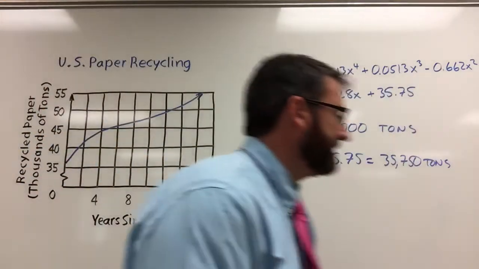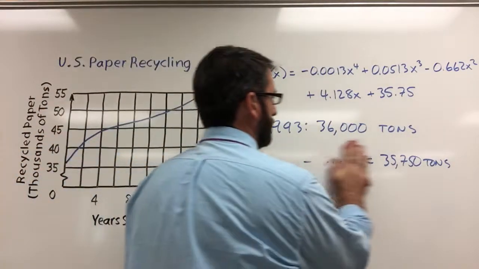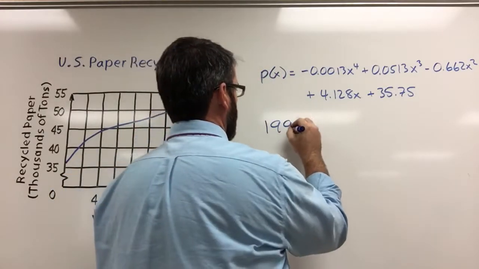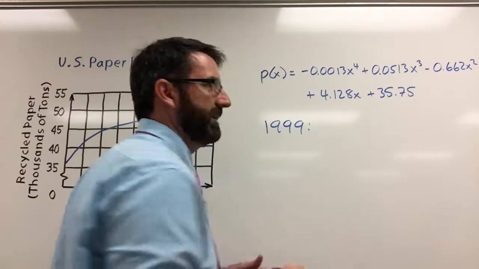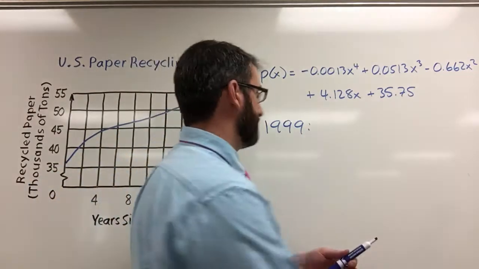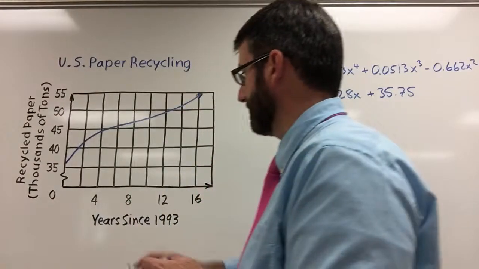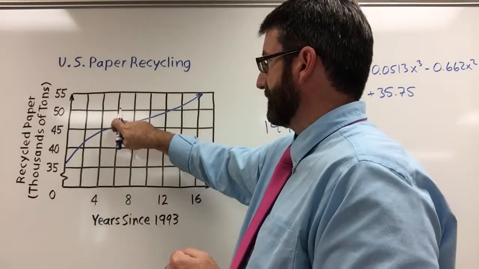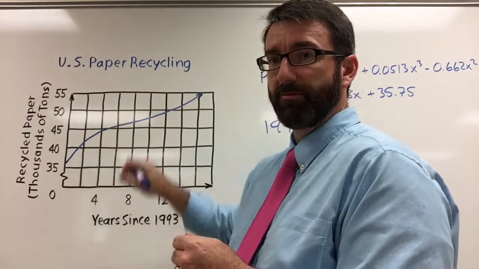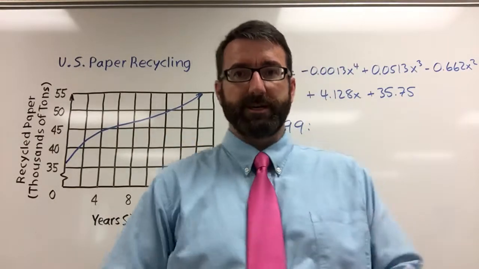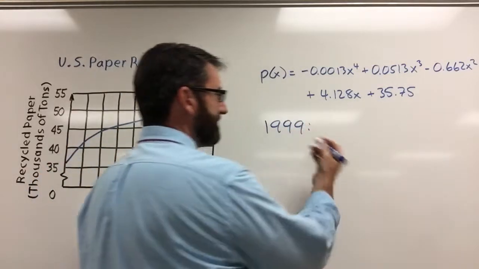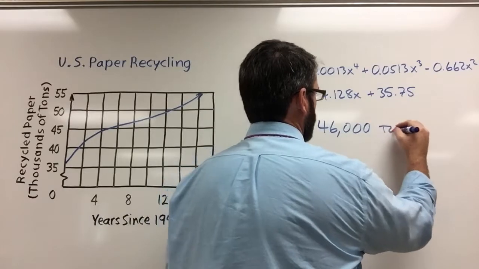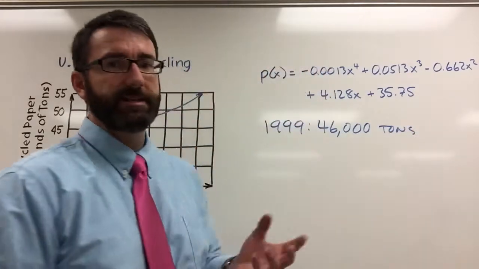All right, so that's 1993. The next one we wanted was 1999. So 1999 is 6 years from 1993. If we go over here to 6 years along the x-axis and go up to where the graph is, it looks like it's just above 45, so we're going to call that 46. So we're going to estimate from the graph that there were 46,000 tons of paper recycled in 1999.